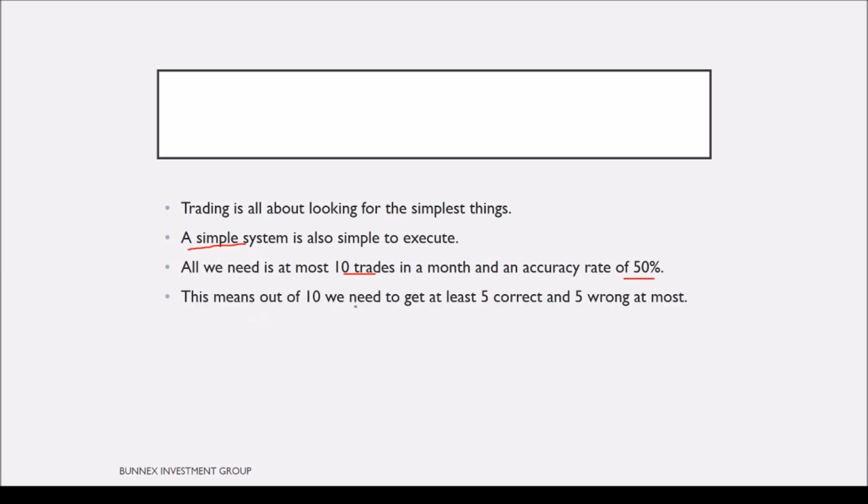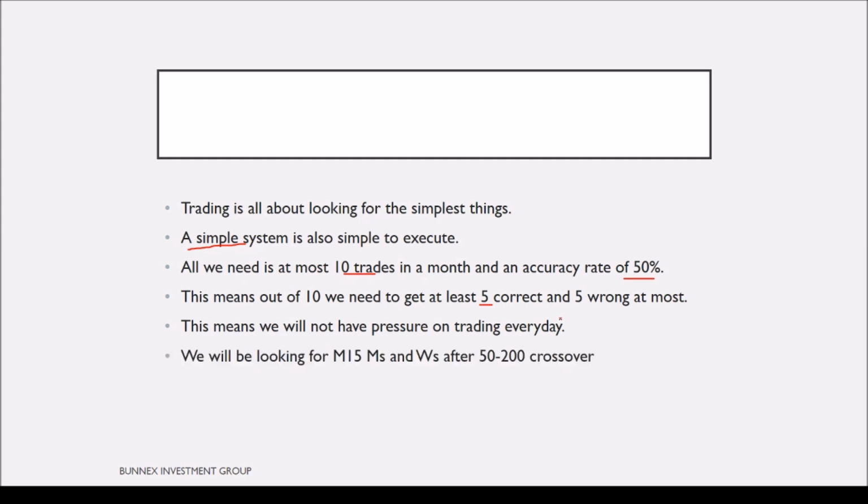This means out of 10, we need to get at least 5 correct and 5 wrong at most. However, even if we drop to 4 out of 10, it will still be okay. This means we will not have pressure on trading every day. Mind you, we are growing this small account in a consistent equity growth manner. We are not blowing it twice or thrice in a single day.